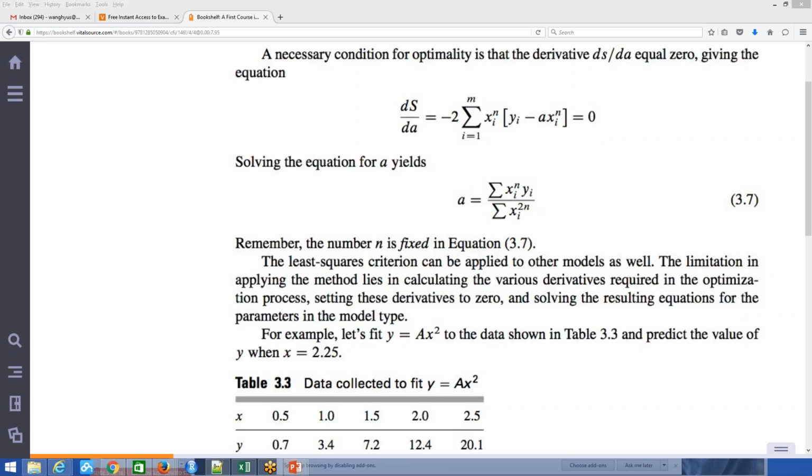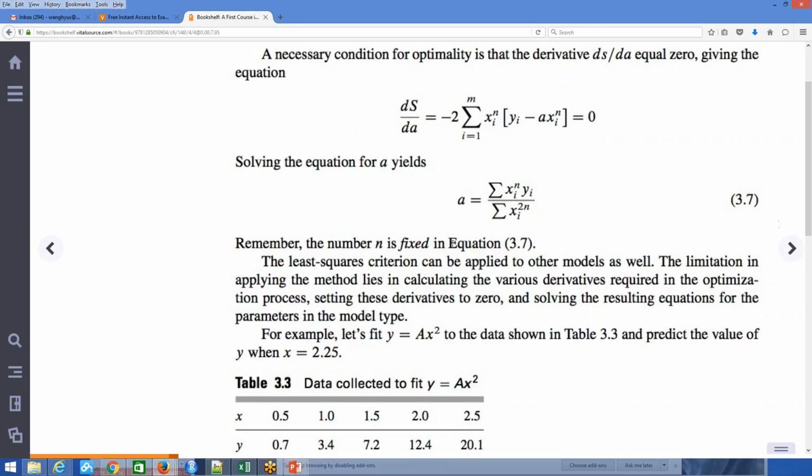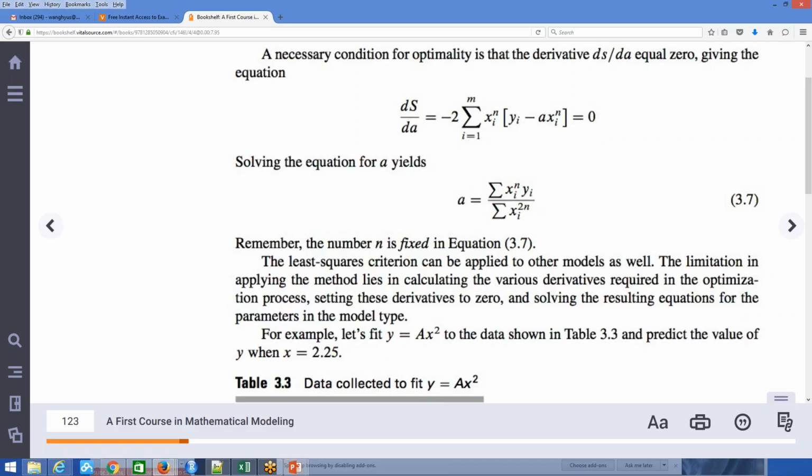3.7 is only valid when the intercept is 0. That's correct. And its function form is y equal to a times x powered by n. 3.8.